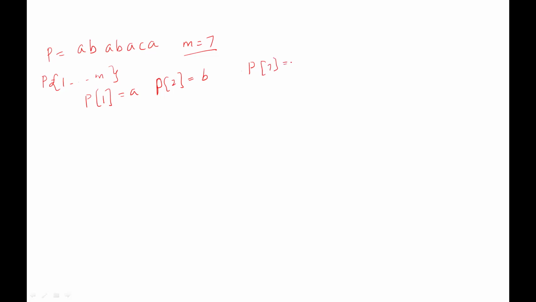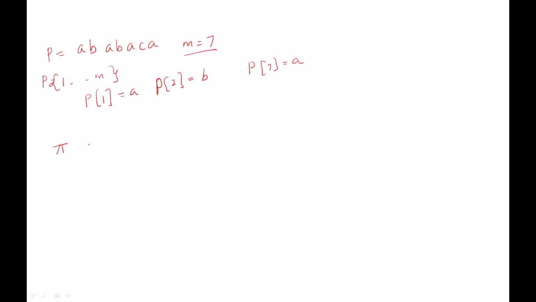Suppose that we are given a pattern, say P equals A, B, A, B, A, C, A. The length of this is 1, 2, 3, 4, 5, 6, 7. So m is equal to 7. Looking at the index, it generally varies from 1 to m, right? So we can say P of 1 is A, P of 2 is B, and so on, and P of 7 is A.